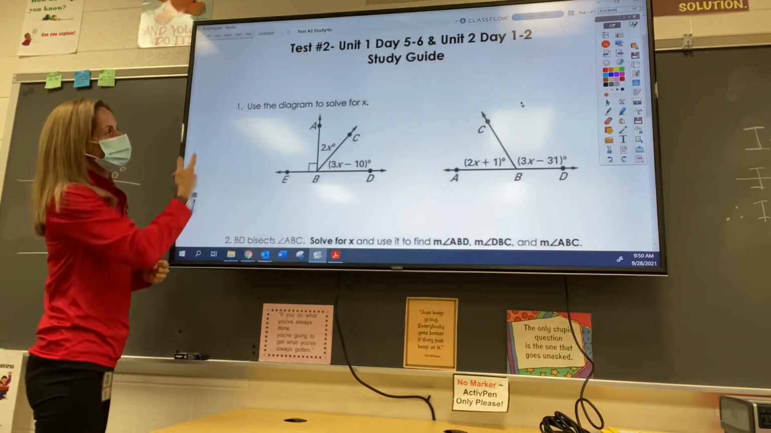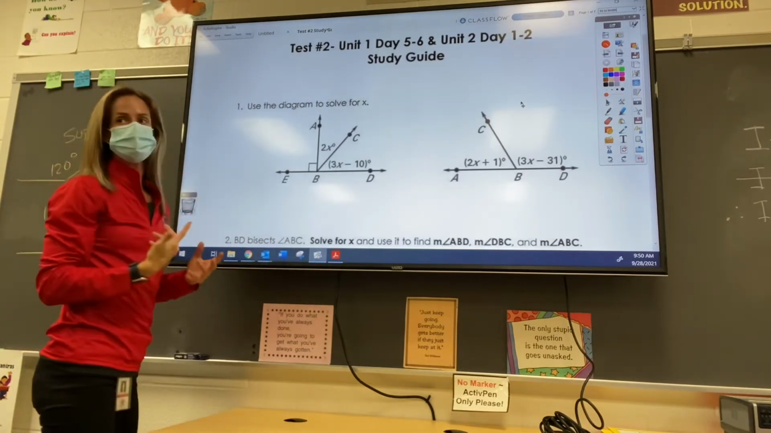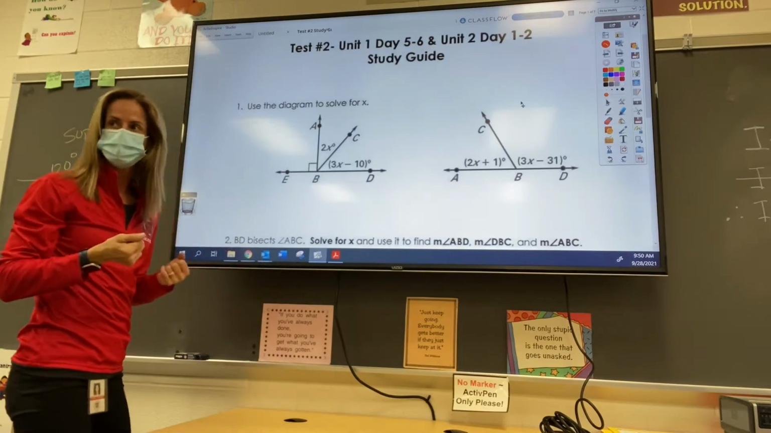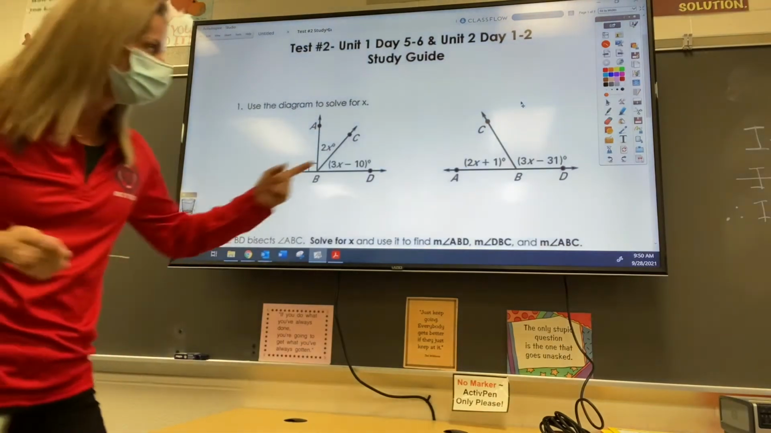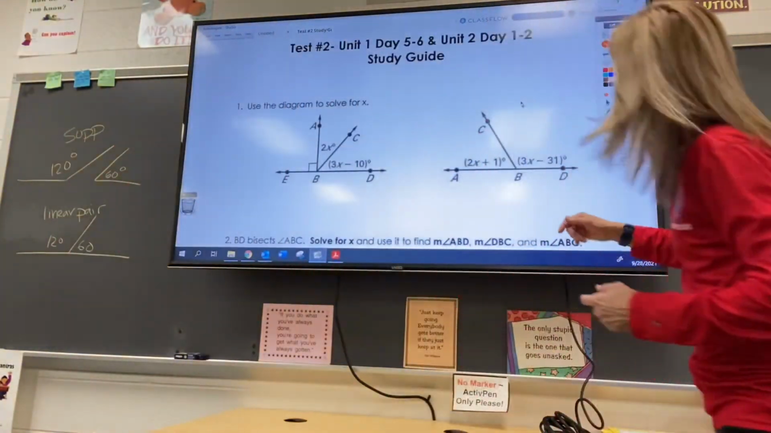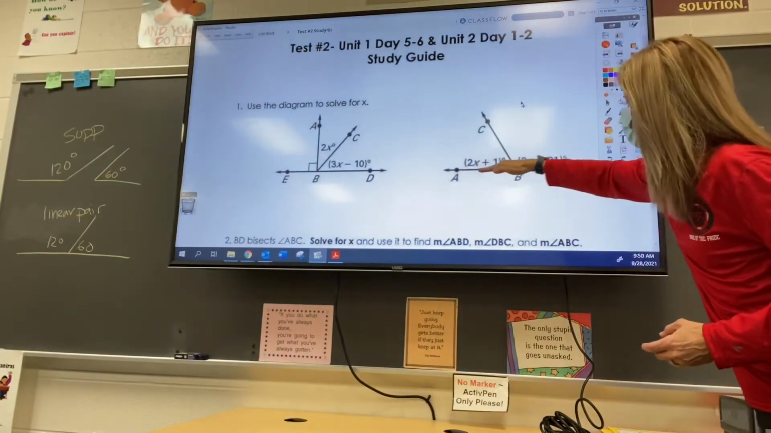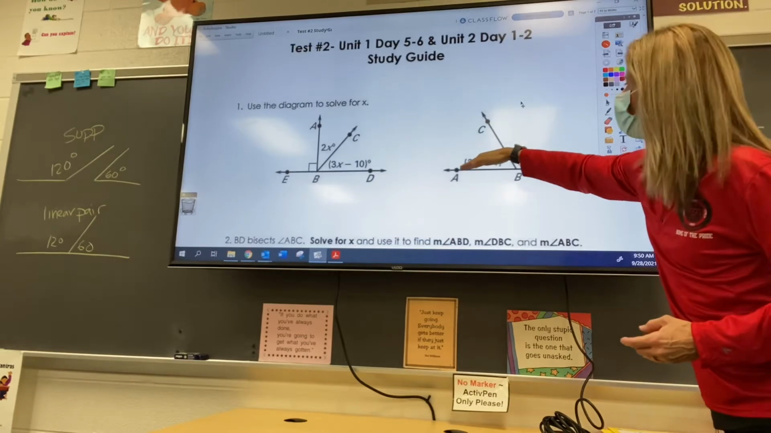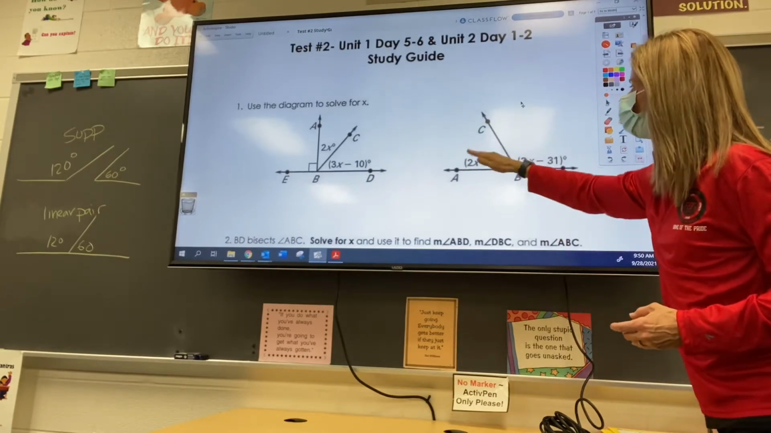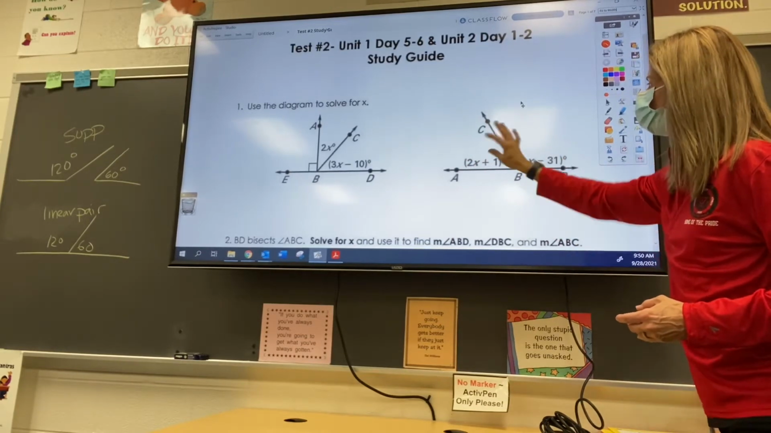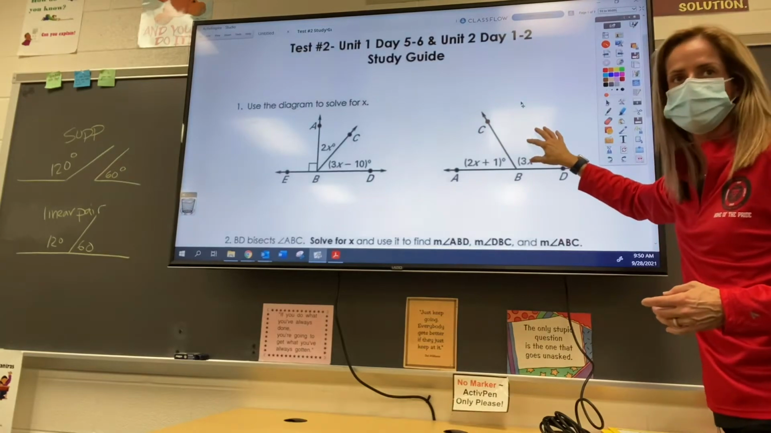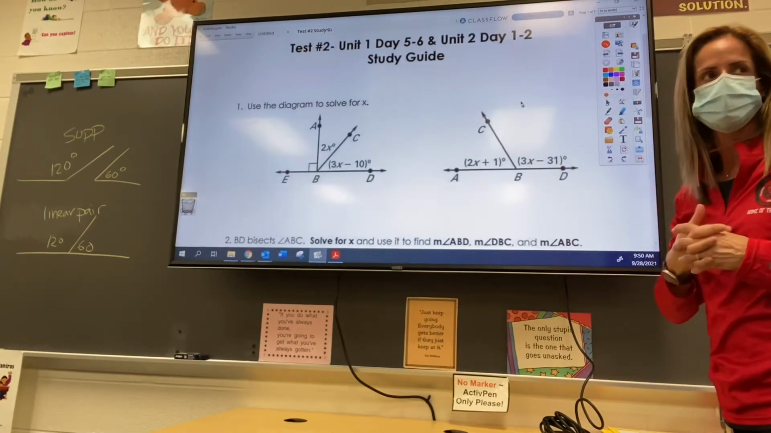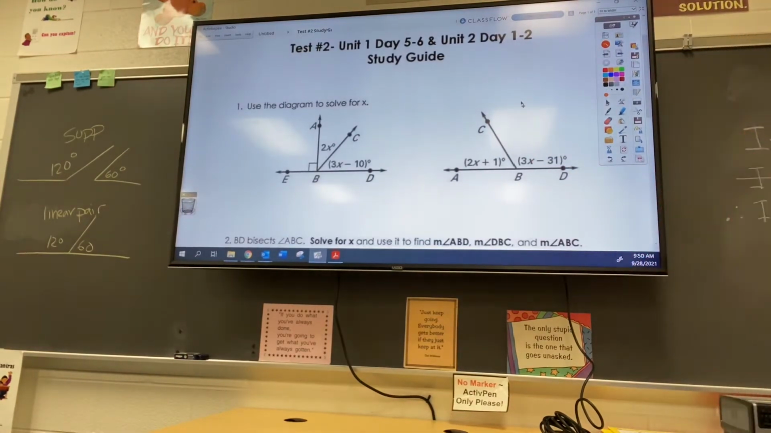Now this problem is asking to solve for x, so once you get x, you're done. You don't even have to plug it in. Kind of nice. This one, we've got a straight line here, so that's 180 degrees. These two angles add up to 180 degrees. So when you write your equation, you're going to say this angle and this angle together add up to 180. Good? That's how you're going to start those two. Come on, mouse. There we go.